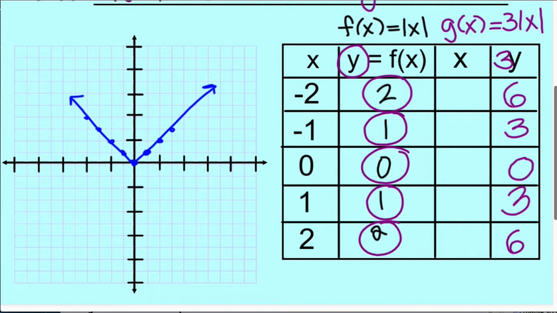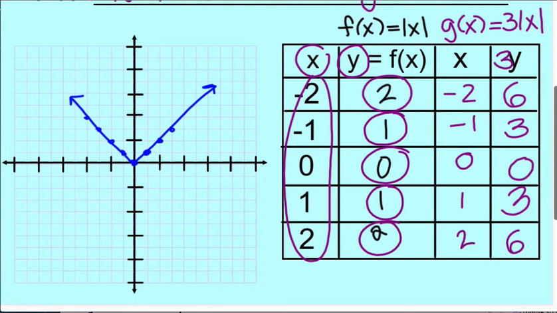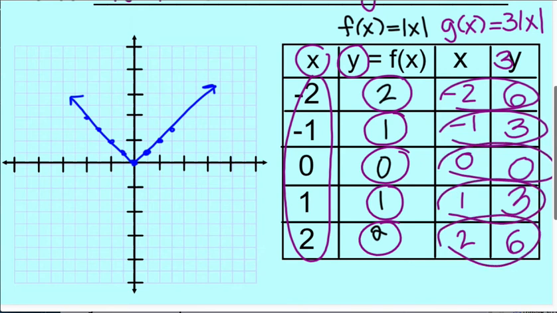Are we doing anything to the horizontal axis? No. So all of these values are still the same. So just repeat that column. -2, -1, 0, 1, and 2. Now let's graph these 5 ordered pairs. -2, up 6. -1, up 3. 0, 0. 1, 3. 2, 6. There is our new function for our g of x. Notice it is stretching it vertically. It's making it taller. It's making it skinnier.